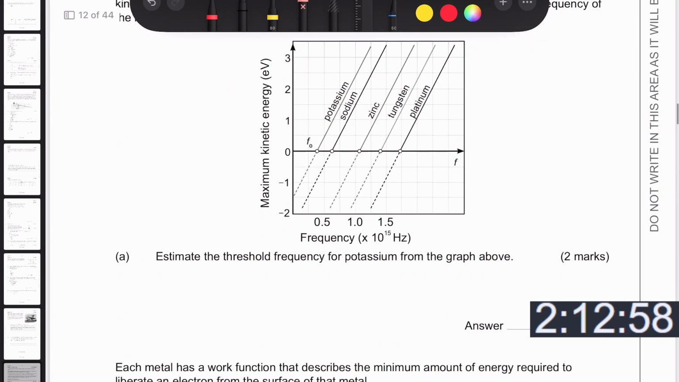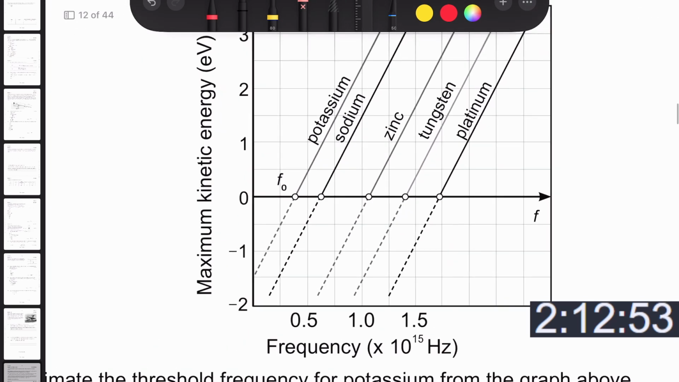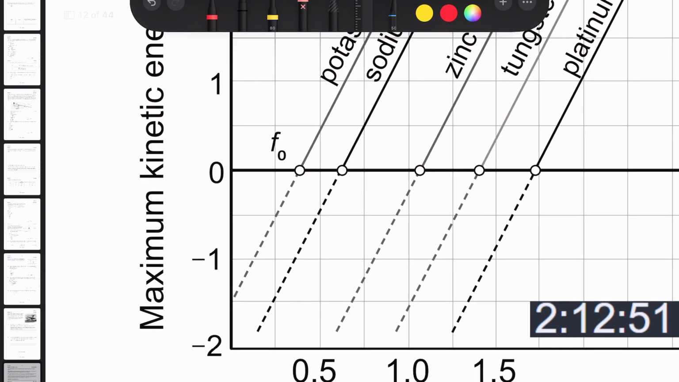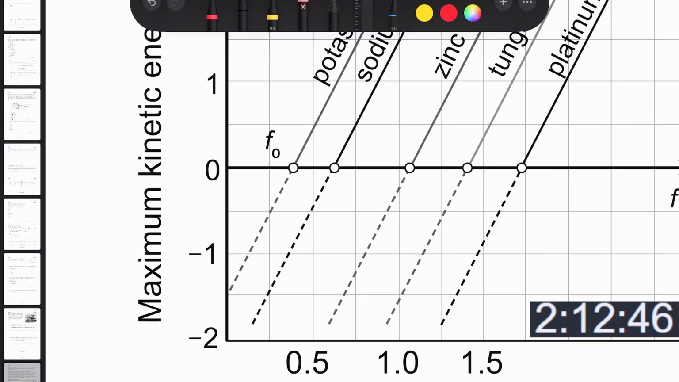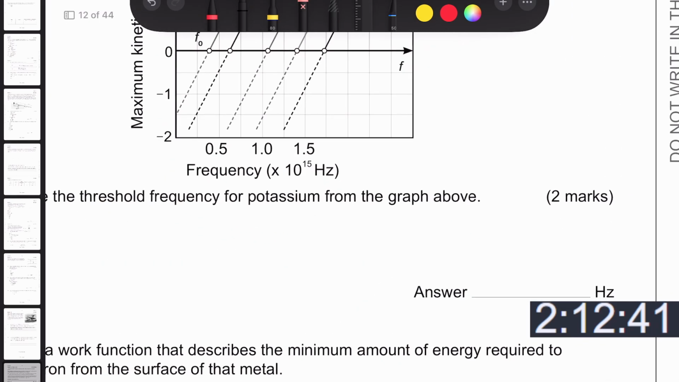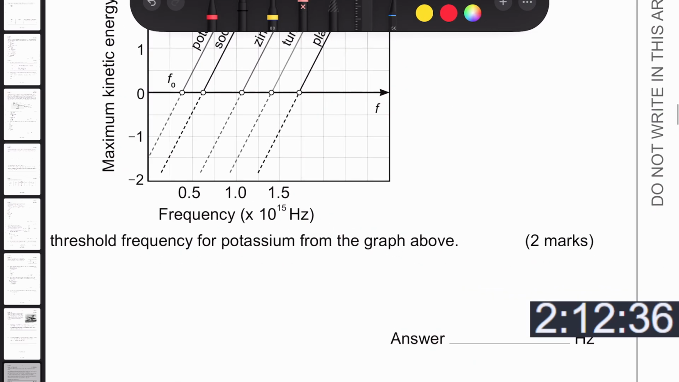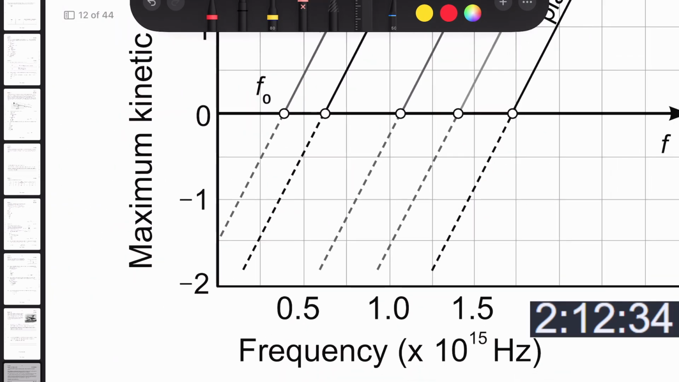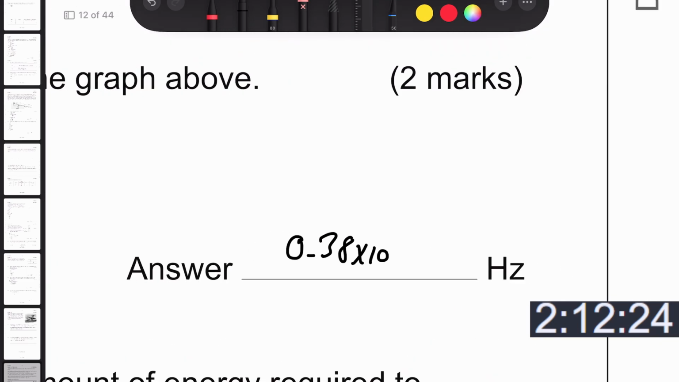Okay. Okay, estimate the threshold frequency of potassium from the graph below. What is that, like 0.25? 0.25 by 4, 0.5. Say 0.4, 0.3, 0.35. But that's 0.25, and that's about halfway, so I say 0.38. 38 times 10 to the power of 15.